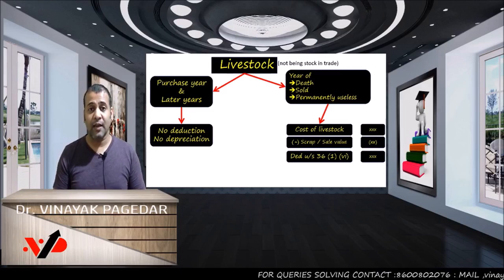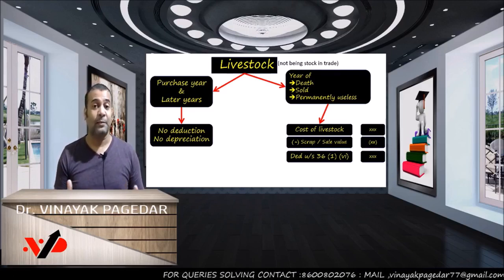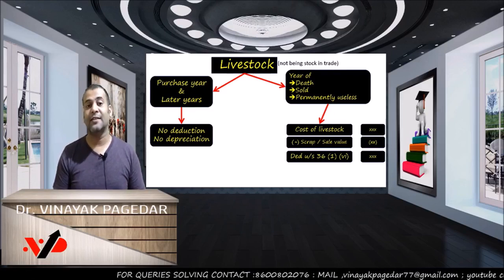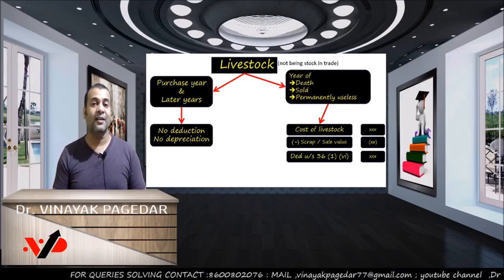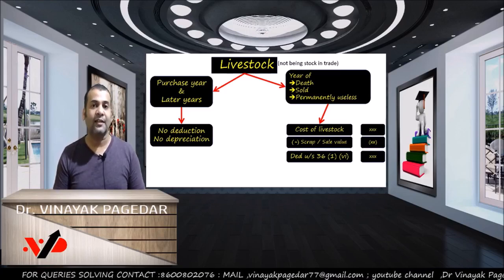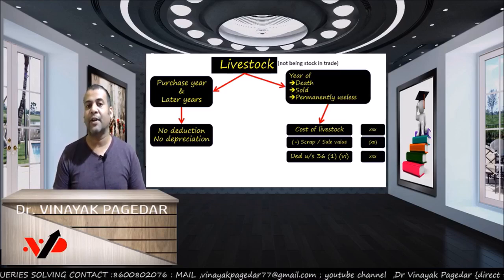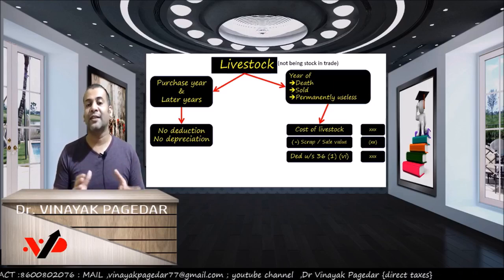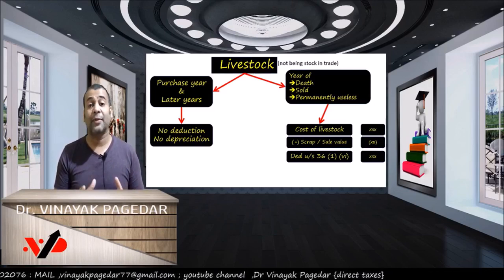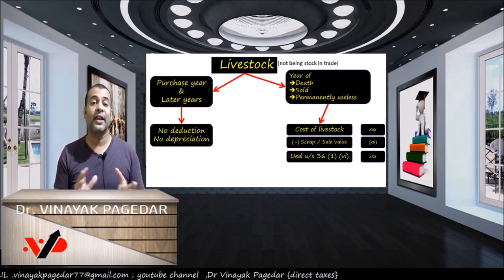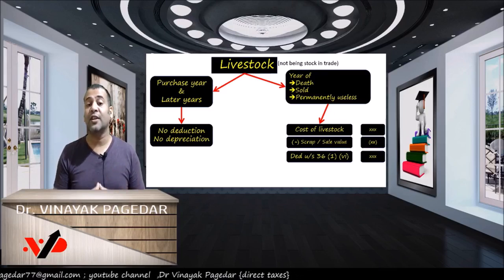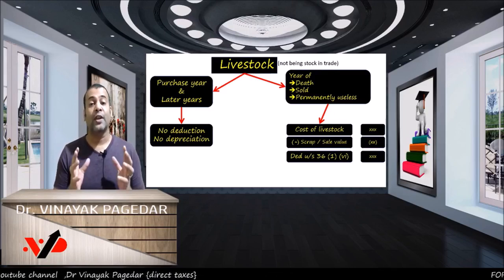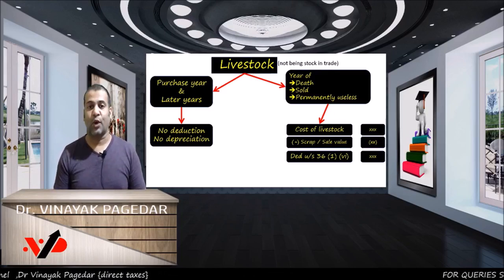The next question in your mind is, would we index? Would there be indexation? The answer is yes, because if you read the provisos to section 48, that is the mode of computation of capital gain, there is no mention in any proviso that if you are computing the capital gains on a livestock which is a capital asset, no indexation will be allowed. This is not mentioned in any of the provisos, and therefore, yes, you will even index the cost of the livestock.